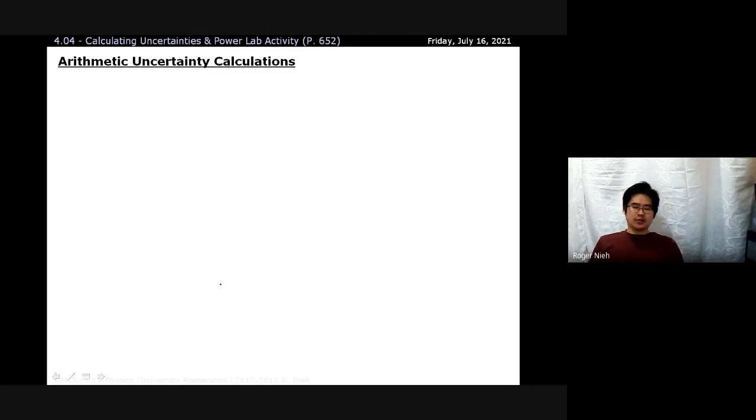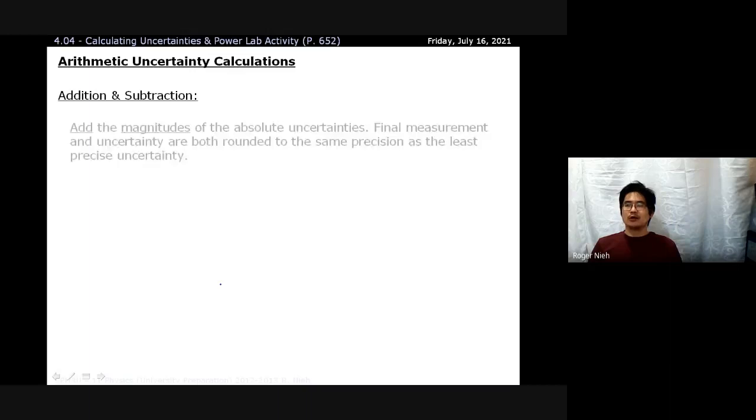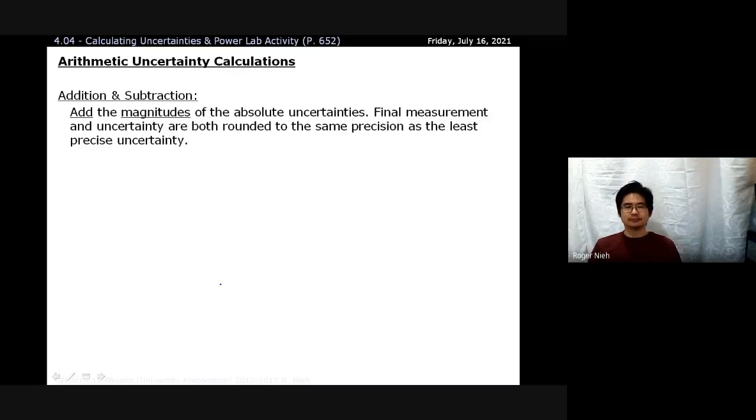Okay, so let's just start off with regards to how do we deal with uncertainty calculations. Every measurement has an error associated with it. So as for addition and subtraction, first off, you add your measurements together. And number two, you add your errors together.